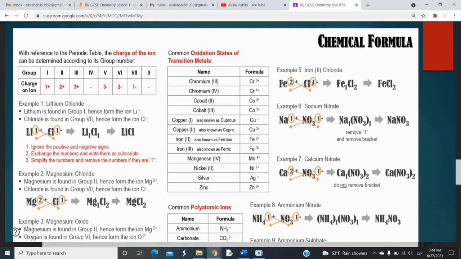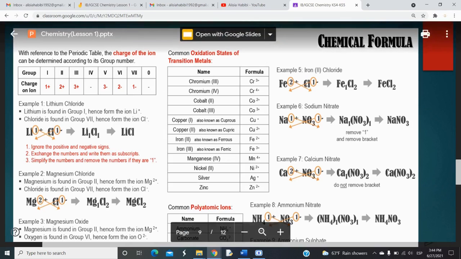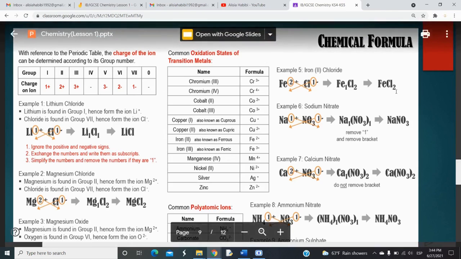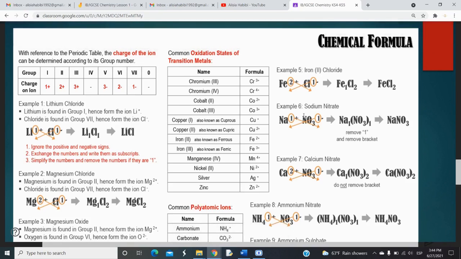And so if we exchange the subscript number, again, you will see that chloride takes the charge of 2 and then iron 1. So by convention, we don't write the 1. Eventually, you get the chemical formula of FeCl2. And the same thing goes for sodium nitrate. The only difference is here you have sodium as a monoatomic ion and nitrate as a polyatomic ion, because it has more than 1 atom of oxygen plus 1 atom of nitrogen.